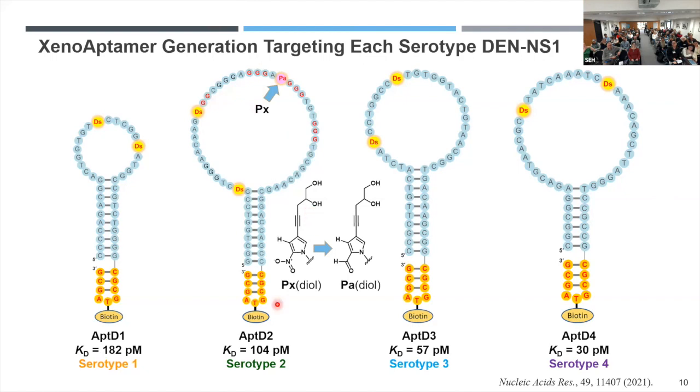The problem is that the PX base, actually the nucleoside, is not stable under basic conditions, so it's very difficult to chemically synthesize this DNA. Therefore, we replaced PX with Pa. This is one of the previous unnatural bases. The replication fidelity is just a bit lower compared to PX. This Pa has an aldehyde part, which is very stable under chemical synthesis. So for the selection we use PX, but for chemical synthesis we use Pa. Even with this aldehyde part, it still keeps the high affinity.